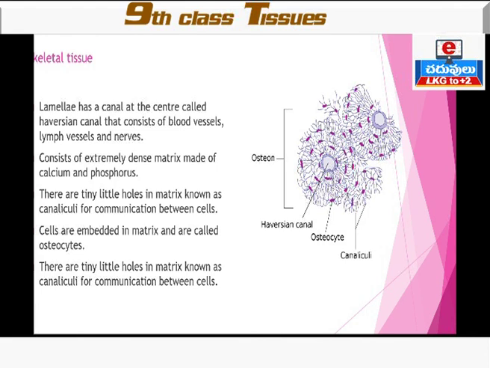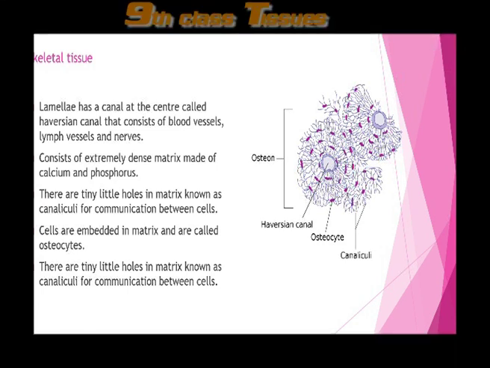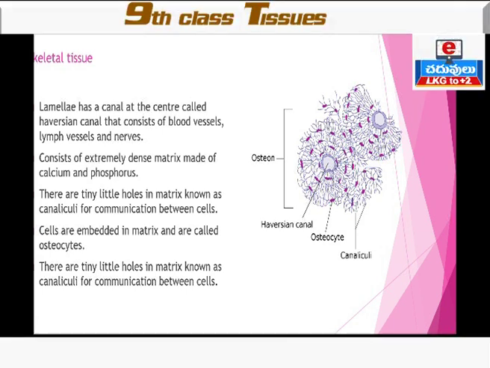Skeletal tissue is composed of a dense matrix in which bone cells are embedded. This matrix is made up of calcium and phosphorus, and is very dense in nature. There are tiny little holes present in the matrix, known as canaliculi, that help in communication between cells. Bone cells are also called osteocytes.